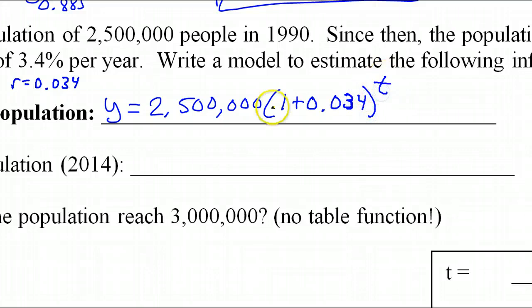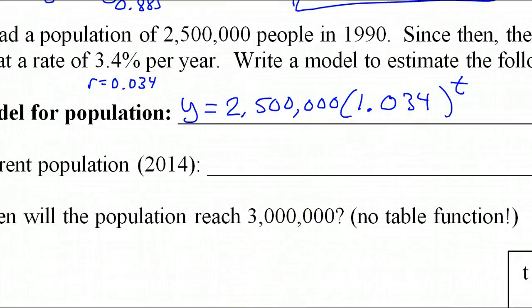Okay, to the power of time. So this is the model. Please understand that if I add these, 1 plus 0.034 is just 1.034. So I'm going to definitely do that. 1.034 is cleaner. If you left it as addition, that's fine. Alright, but this is more convenient.